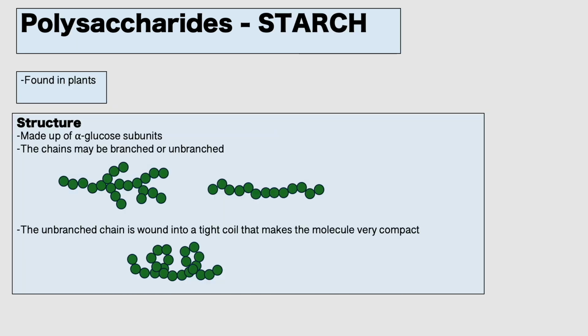Okay, now we're going to talk about polysaccharides, the first one being starch. Starch is a storage compound in plants and not animals. Especially large amounts occur in seeds and storage organs such as potato tubers. Starch is made of chains of alpha glucose subunits. These chains may be branched or unbranched. The unbranched chain is wound into a tight coil that makes the molecules very compact.